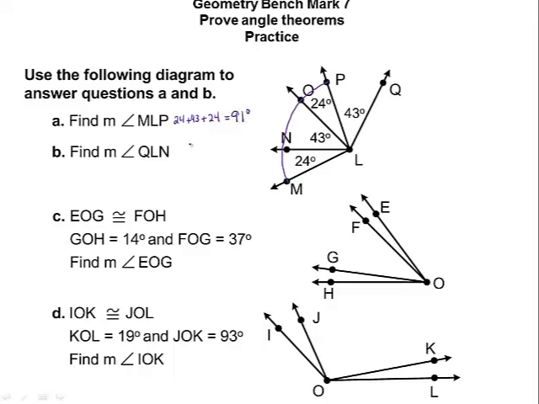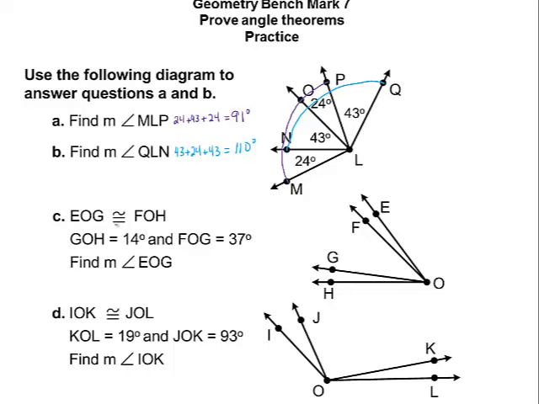Okay, and then QLN, change color. QLN goes from Q to N. So we're going to add 43, 24, and 43. So 86 and 20 is 106, and 4 is 110. Not too bad?